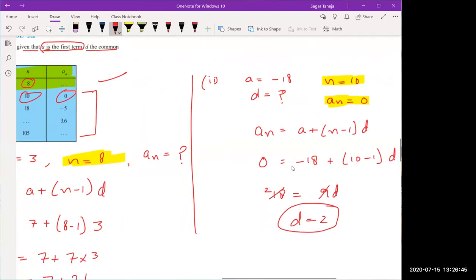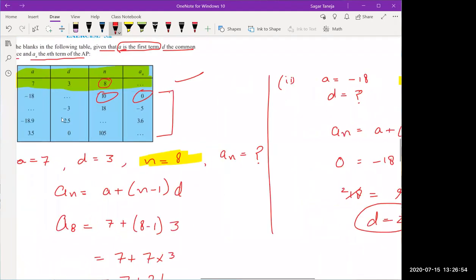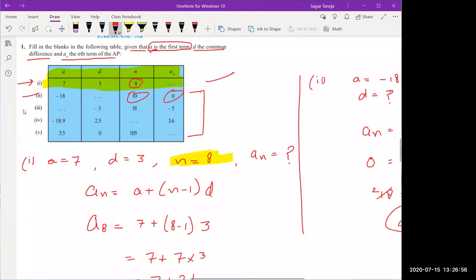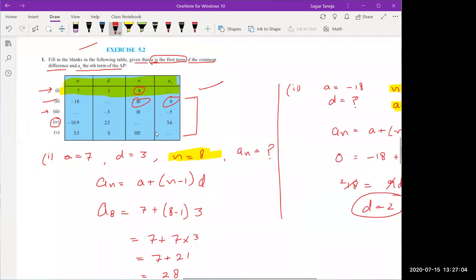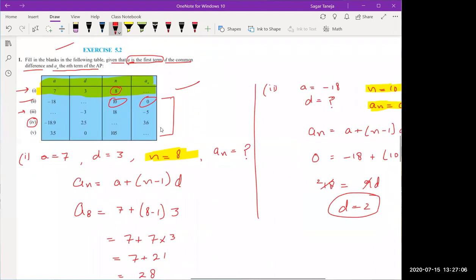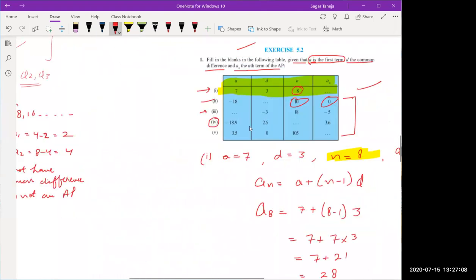Now it is just an easy game. You have to just write the formula, put the values which are given, and find the missing value. Simple. In the same way you can do the third part. The third I am leaving for you. Let me solve the fourth now. The rest are for you.